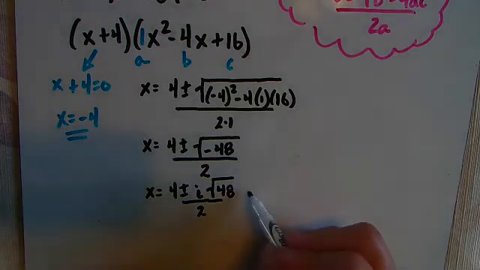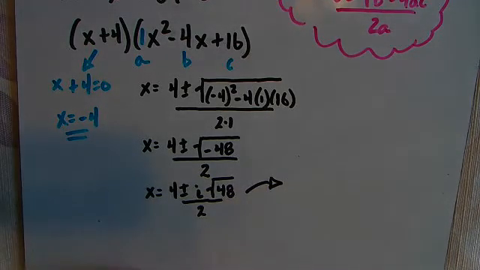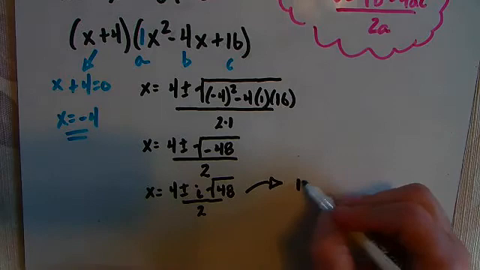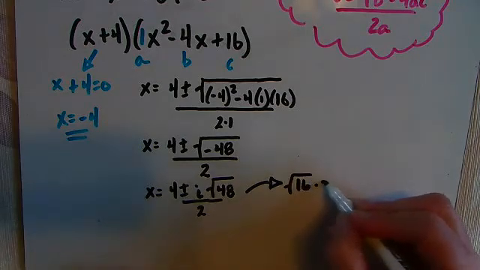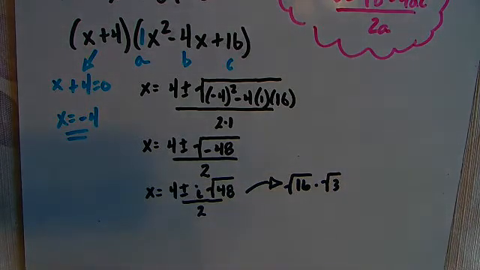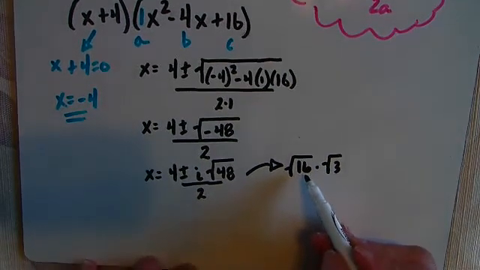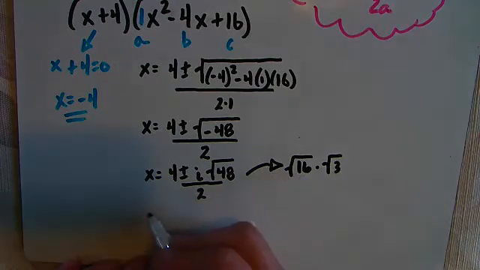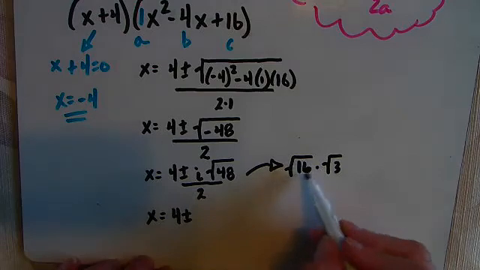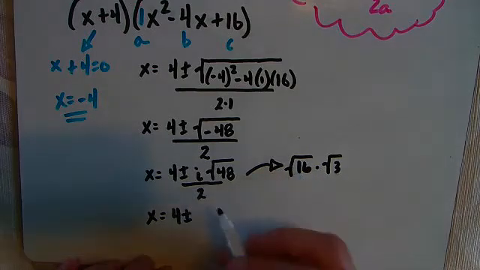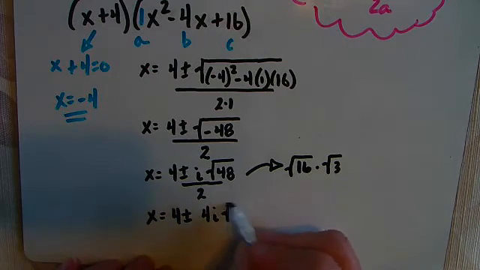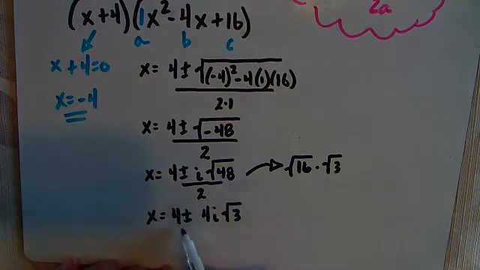All right, so 48, I'm going to write it over here on the side for a second, would be the same thing as 16 times 3. My 16 is my perfect square. So if I want to do a little more simplifying with the radical, I've got 4 plus or minus the square root of 16, which is 4. So I'm going to bring the 4 out in front. I have the i out in front there. And then I would have the square root of 3 all over 2.